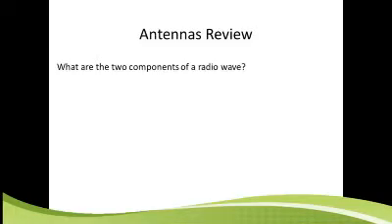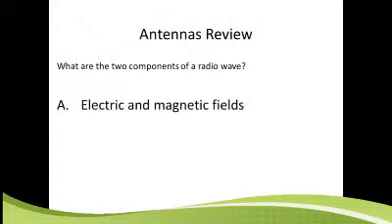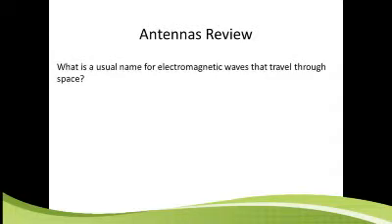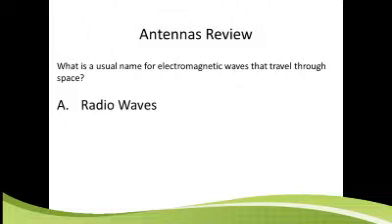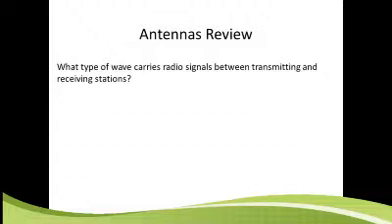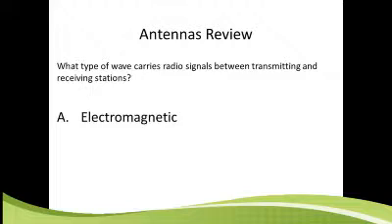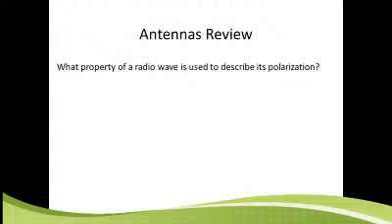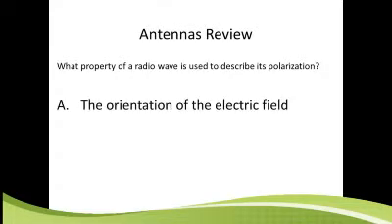Okay, what are the two components of a radio wave? Electrical and magnetic, that's right. What is the usual name for electromagnetic waves that travel through space? Radio waves, that's right. What type of wave carries radio signals between transmitting and receiving stations? We're playing the same game. It's electromagnetic. Again, you won't be lucky enough to get two of these questions to answer each other on the test, so don't bank on that. It would be nice, but it won't happen generally. What is the property of a radio wave that's used to describe its polarization? It's the orientation of the electrical field. The orientation of the electrical field is the property that's used to describe its polarization.